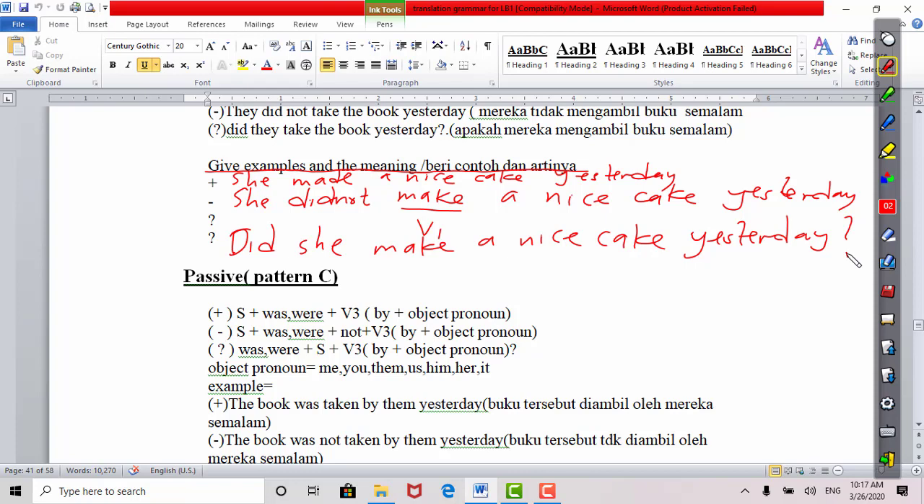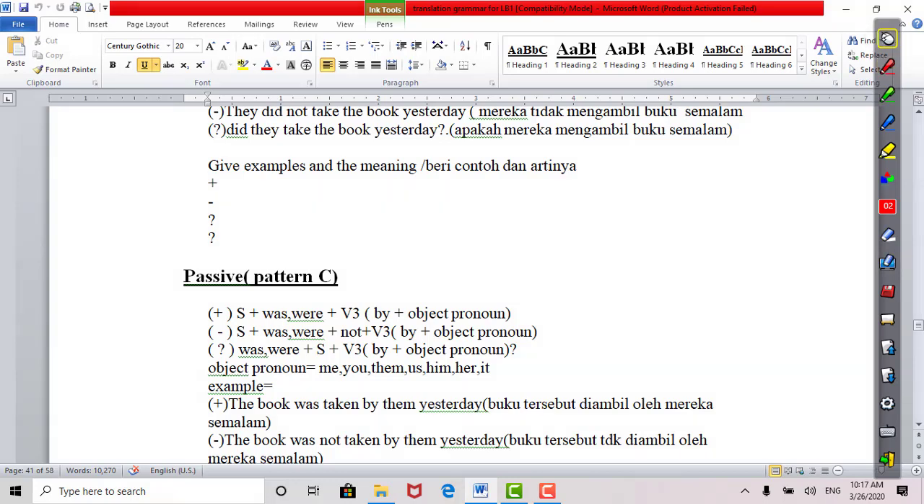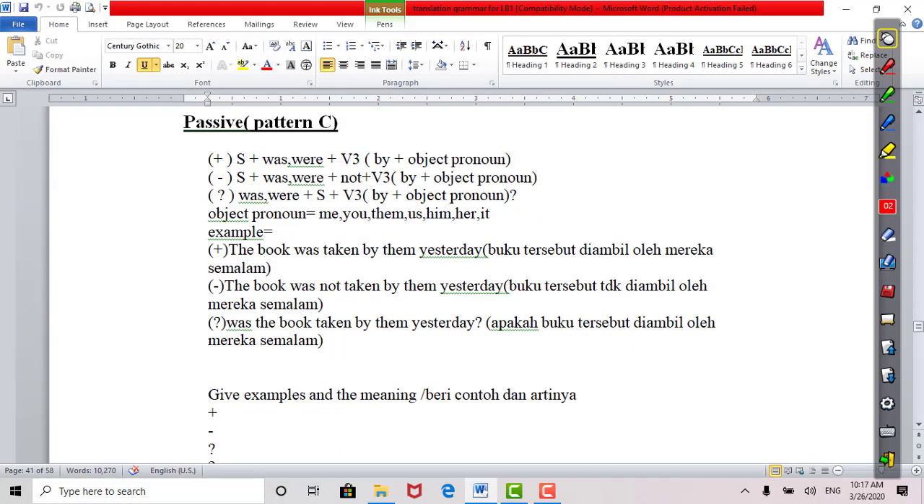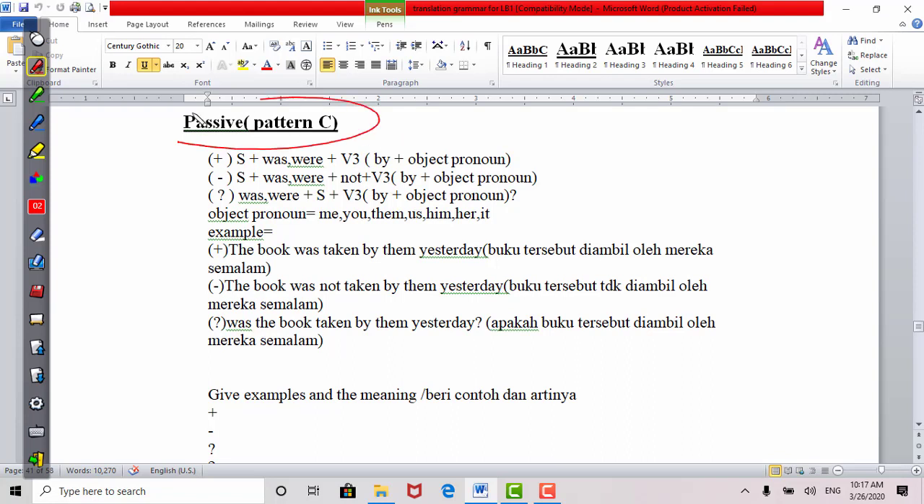Are you erase first? Yes. Passive pattern. So we have to put in here. Okay, I give the pattern first. The pattern for positive is subject plus was or were, plus verb 3, by, plus object pronoun. By plus object pronoun.